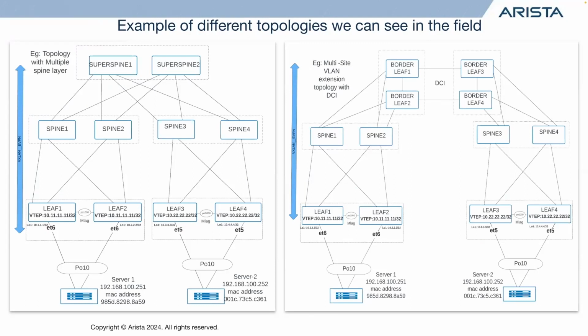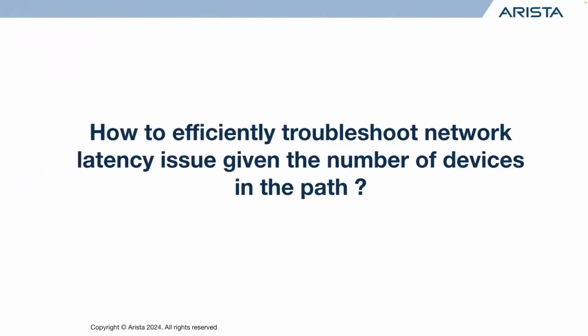So this also adds more devices in the path. Likewise, on the right side of the screen, you see another topology where these leaf VTEPs can be separated as part of 2 different sites, and both sites are connected with the help of the spine layer in their site and also border leaves through the DCI link. So if you notice here, there seem to be many devices possible in the path between server 1 and server 2.